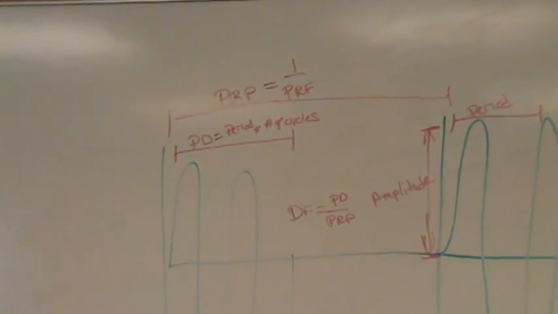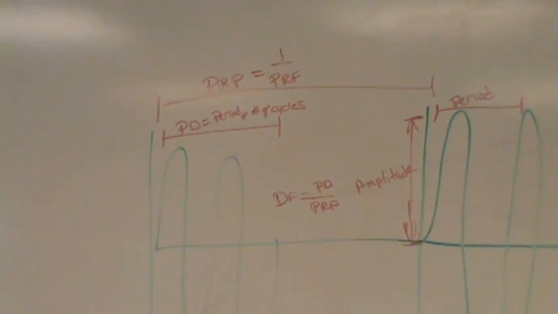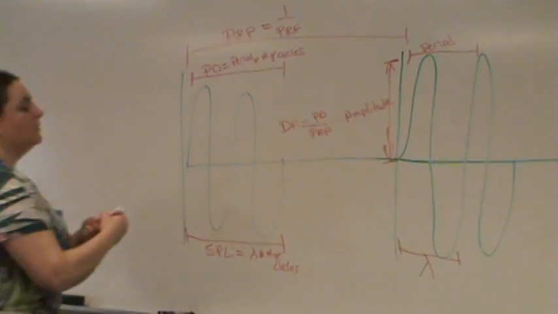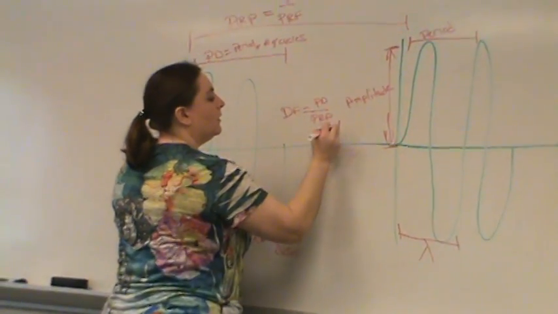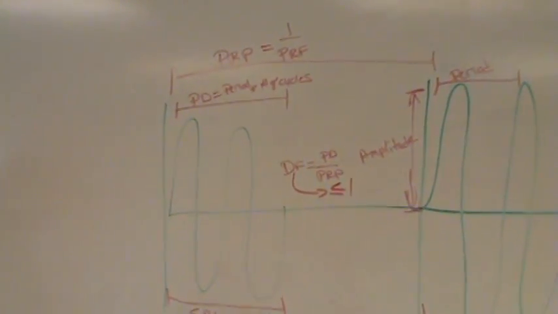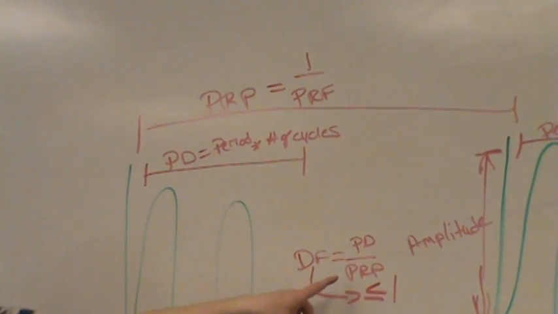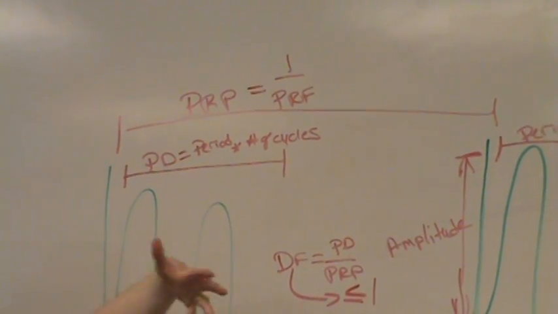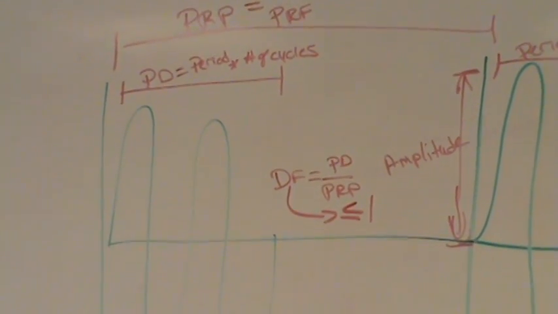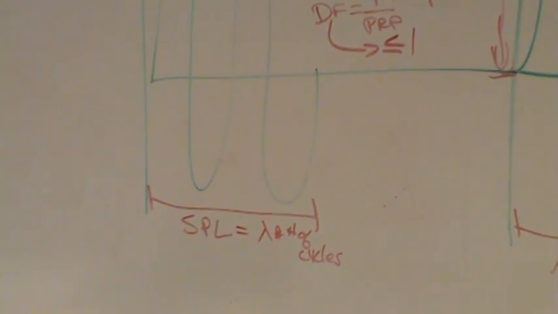All right, what else do we need to know? And then duty factor is that pulse duration. Duty factor is always less than or equal to 1. It's because pulse repetition period is always going to be longer than pulse duration, so the larger number is always going to be on the bottom. So it's always going to be less than or equal to 1. Continuous wave has a duty factor of 1 because it's not pulsing anymore.